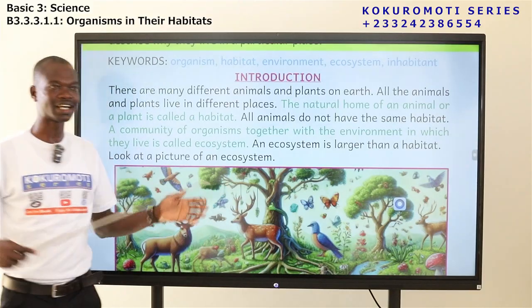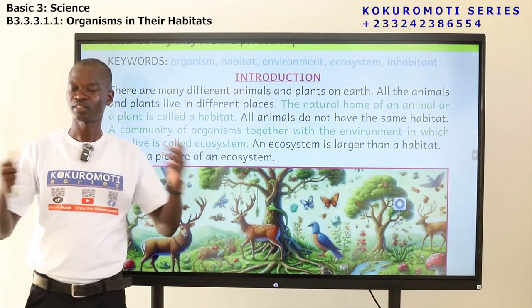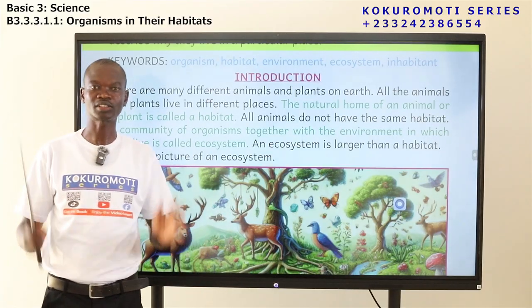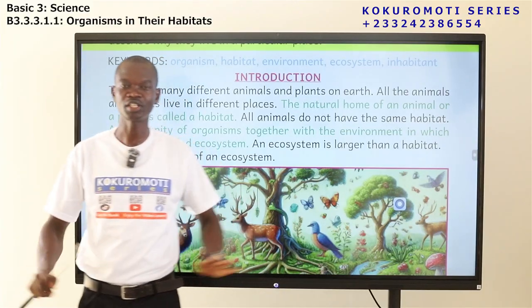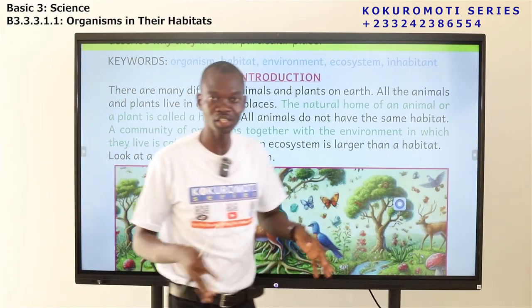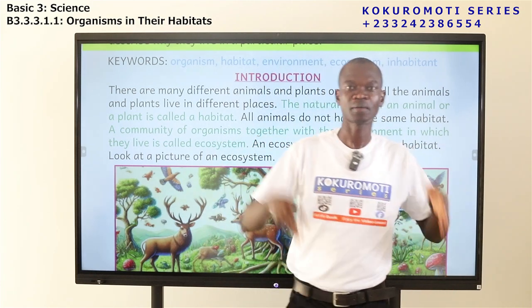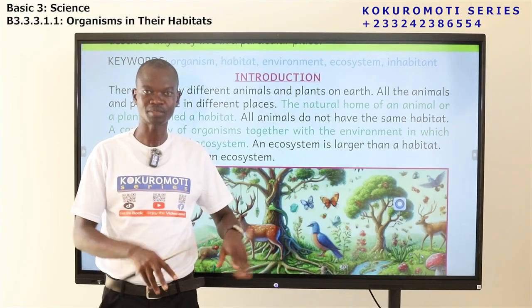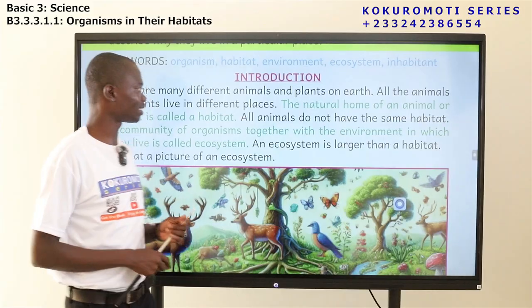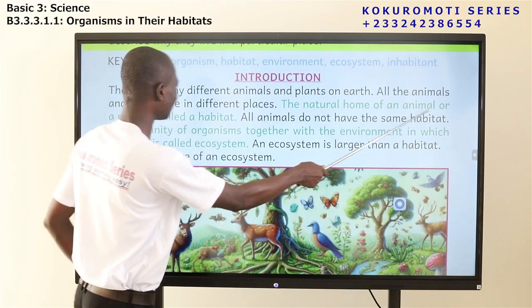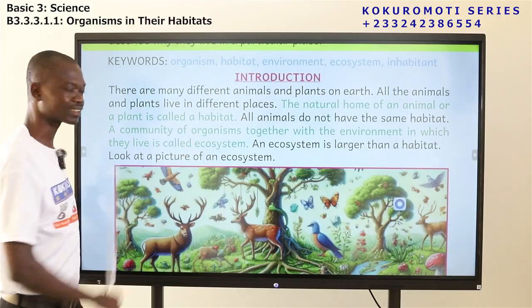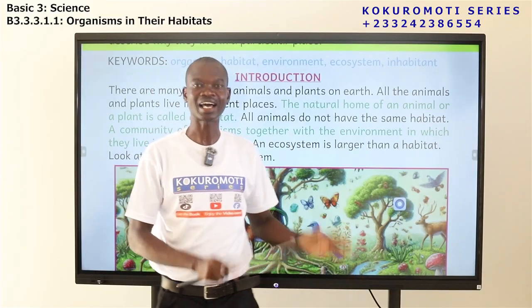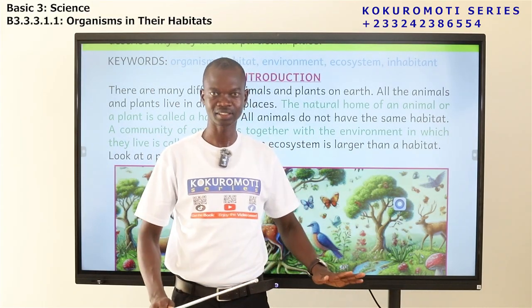If you look around, there are many animals, many plants, many human beings. We are all living things, but all of us do not live in the same place. We all have our natural place that we live. Human beings, we don't live in the sea or in waters. Plants also have a place where they live. Fish have a place where they live. So the natural home of an animal or a plant is called a habitat. Where you see plants and animals living as their natural home, that place is called a habitat. I hope you get it.